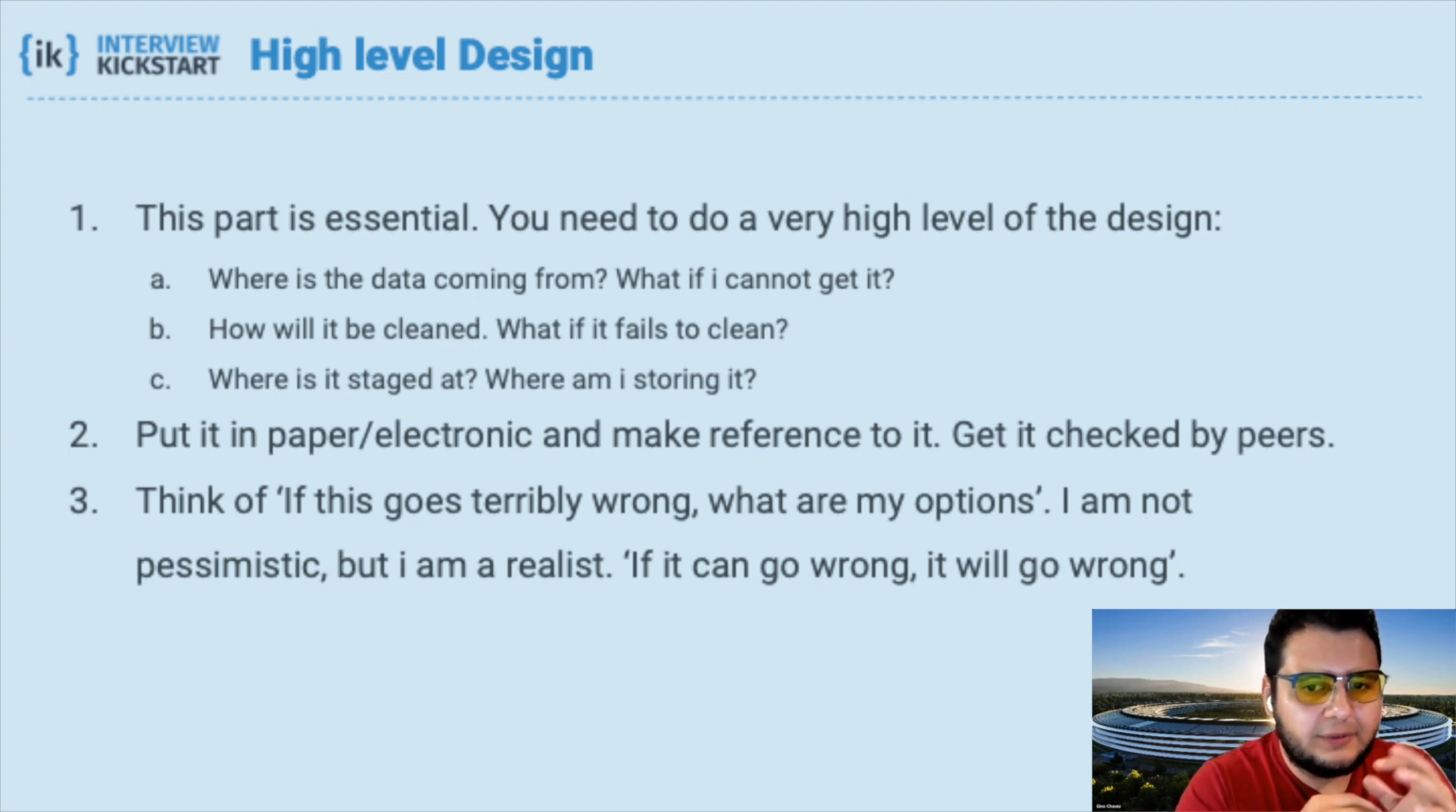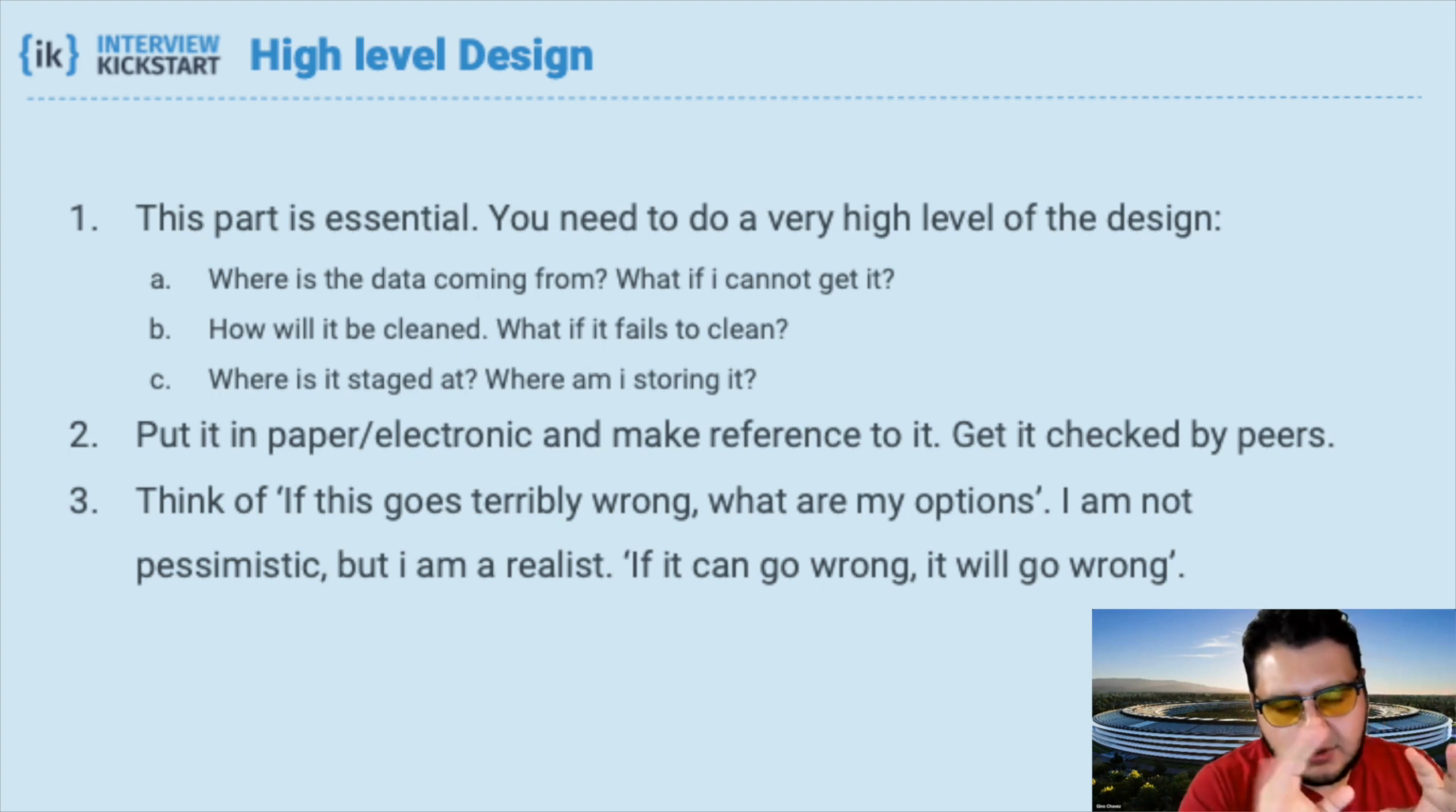How will it be clean? What if it fails to clean? Where's the stage at? Where am I storing it? All these questions, you put them on paper, you put a little square for where it's coming from. Let's say it's coming from an API. Let's say you work for Google or something like that, and you're getting this data from an internal API.